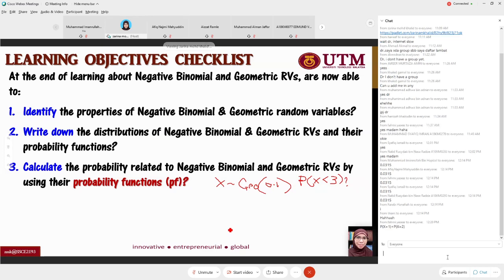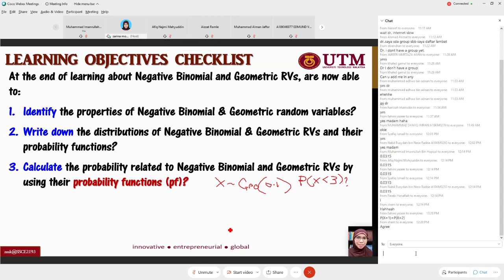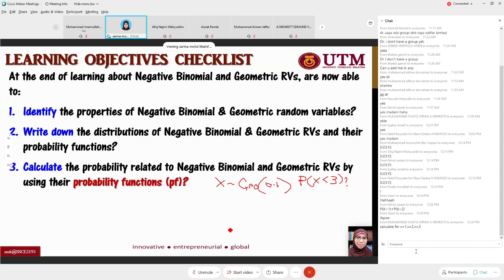Yeah, Fahmi Yasir said P(X=1) plus P(X=2). That's correct. And well done, Fahmi. Sham also agrees with Fahmi. Well done.